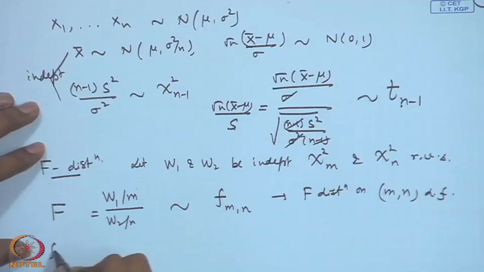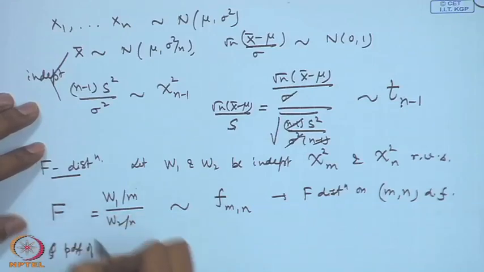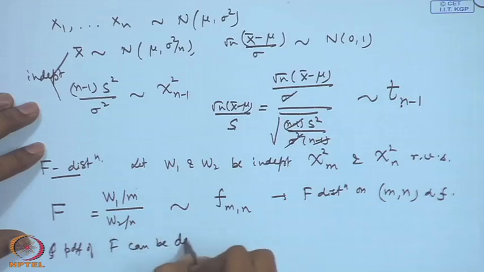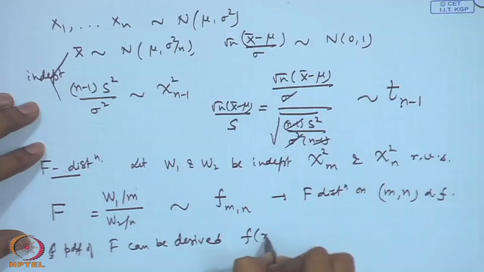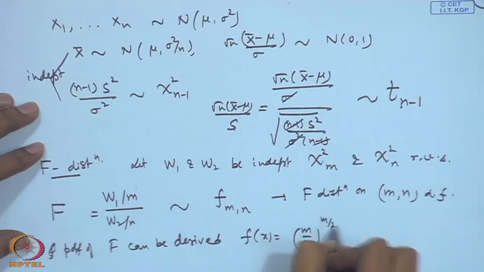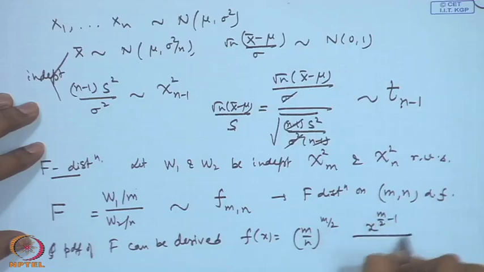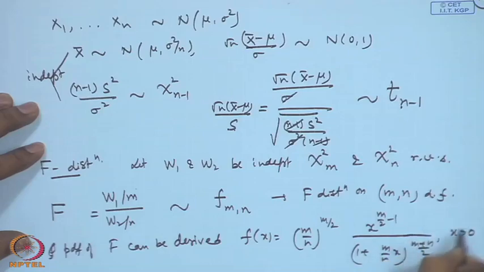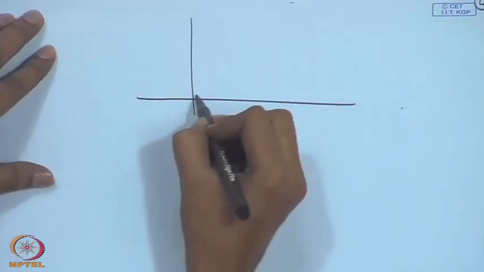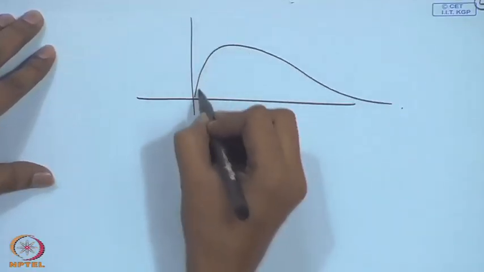One can again write down the density function, the PDF of this F, so that is, let us say f(x) is equal to (m by n) to the power m by 2, x to the power m by 2 minus 1, times (1 plus m by n x) to the power minus (m plus n) by 2, where x is positive. So, this is the PDF of this. One can derive it using the usual distribution theory, and you can easily see that this is a skewed distribution. Of course, it will vary with the value of m and n, but various forms will be skewed here.